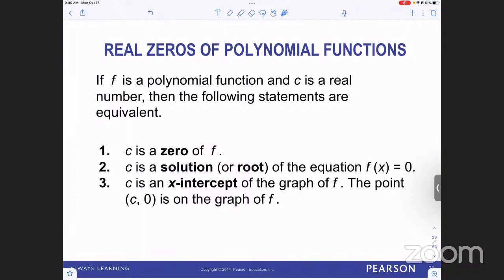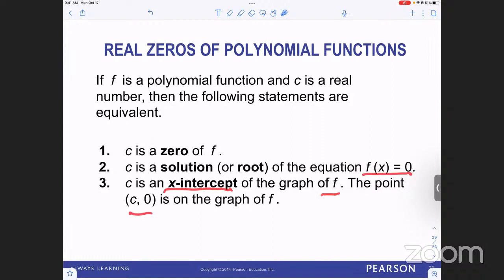So if f is a polynomial function and c is a real number, then the following statements are equivalent. These three are basically saying the same thing. If f is a polynomial and c is a real number, c is a 0 of f is the same as c is a solution or root of the equation f of x equal to 0, is the same as c is an x-intercept of the graph of f.